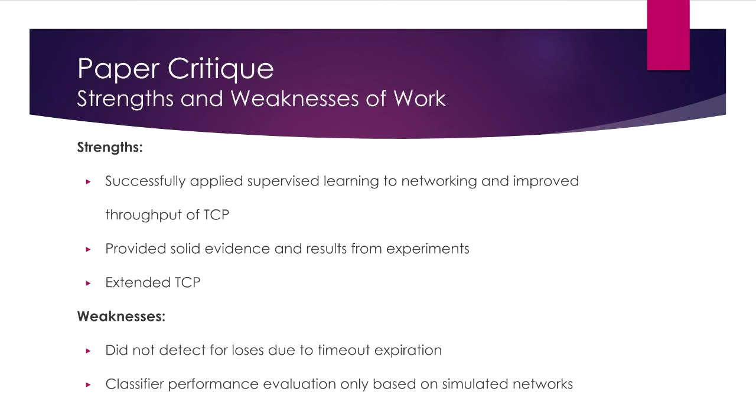The key strengths of the paper were that it was able to successfully apply and confirm the idea of using supervised learning techniques to classify the types of losses. It was then able to go further and provide solid evidence along with results from experimentation to prove that classifying the types of losses will improve the throughput of TCP. Some weaknesses of the paper's approach were that it did not take into account losses detected by timeout expiration and were therefore all considered as congestion losses. Secondly, the database that the classifier was based upon were all generated from simulated networks, which may differ from the real-world results.